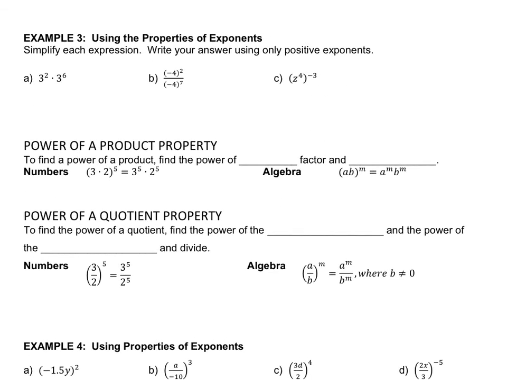So let's use some of these and see how they work. So in this first example, I can see I have the power of a product. So 3 times another base of a 3. The 3's stay, that does not become a 9. And then I can just add the exponents together to get 3 to the 8th power.